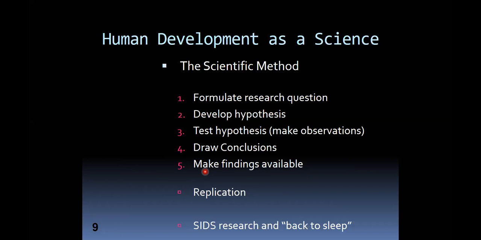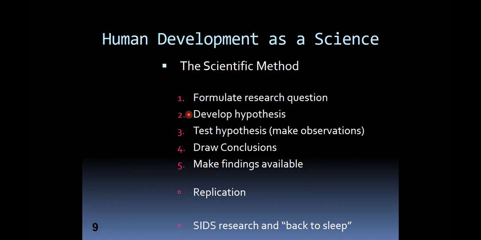So in looking at human development as a science, the same scientific method is used here as we might use to study chemistry, physics, biology, any other science. It's still basically the same process. So the researcher, first of all, in conducting research is going to have a research question. There is something about human development that they want to investigate. And they begin by then developing a hypothesis, which is a testable prediction.